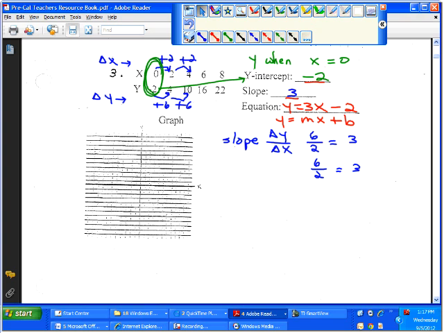Any questions on how to find the slope and y-intercept and write an equation from the table? To graph, we could use our slope and y-intercept. We could just pick a couple of points. The first point is (0, -2), which is left or right 0, down 2. The second point is (2, 4), which is to the right 2 and up 4. And then you could just draw a line. Any questions on number 3? Okay.